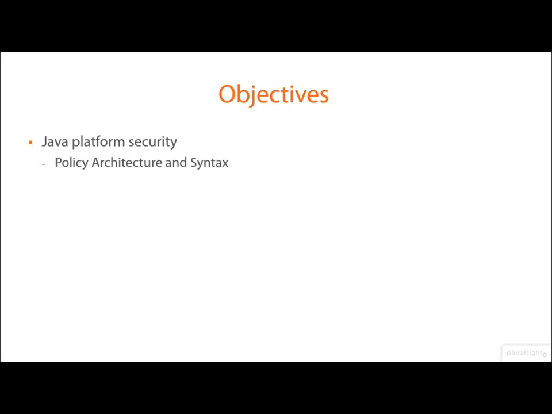So we'll be taking a look at Java Platform Security, and in particular, the architecture and syntax of the policies that we need to use to execute code. We'll also look at how we can sign code.